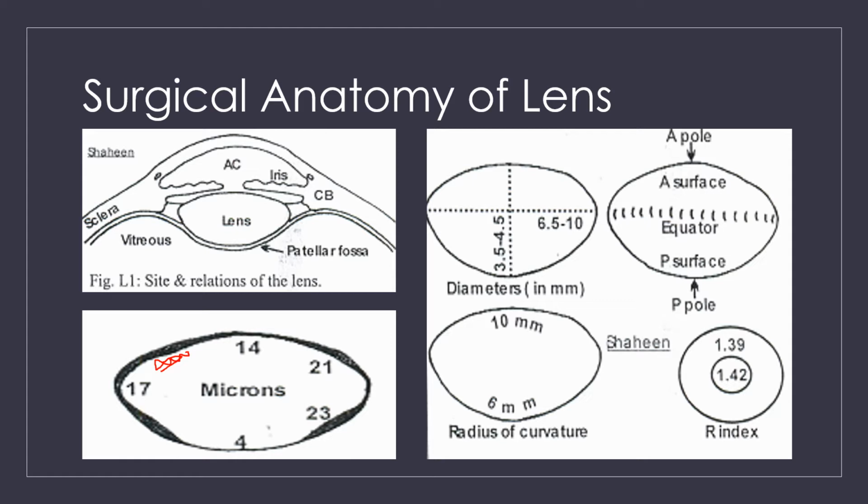The last diagram shows the refractive index of lens. The nucleus, which is harder and is condensed lens fibers, has more refractive index than the cortex. Its refractive index is 1.40, while the cortex has refractive index of 1.38.